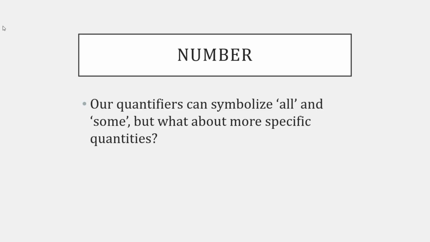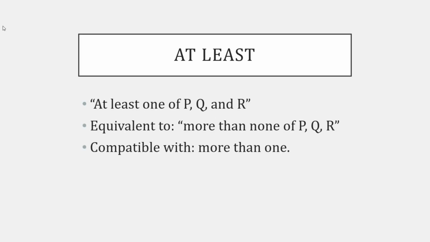In predicate logic, we've got really good tools for symbolizing all and more than none. We've got the quantifiers to do that. So if you want to symbolize the fact that all of something have a property, we've got the universal quantifier, and of course, more than none of something, we've got the existential. But what about more specific numbers? We've got some work to do to understand how to symbolize, for example, at least one of P, Q, and R. So if I want to say at least one of Jane, Bill, and Ted went to the party, how do you symbolize that?